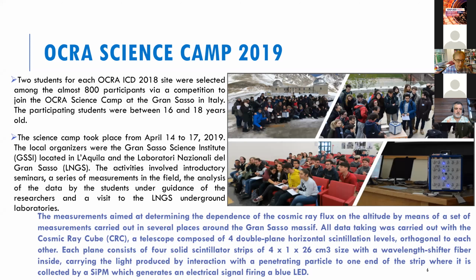All data taking was carried out with the cosmic ray cube that you can see in the picture on the right. Telescopes composed of 4 double-plane horizontal scintillator layers, orthogonal to each other. Each plane consists of 4 solid scintillator strips with a wavelength shifter fiber inside, carrying the light produced by interaction with muons to the end of the strip, where it is collected by a silicon photomultiplier, which generates an electrical signal that fires a blue LED, as you can see in the picture.